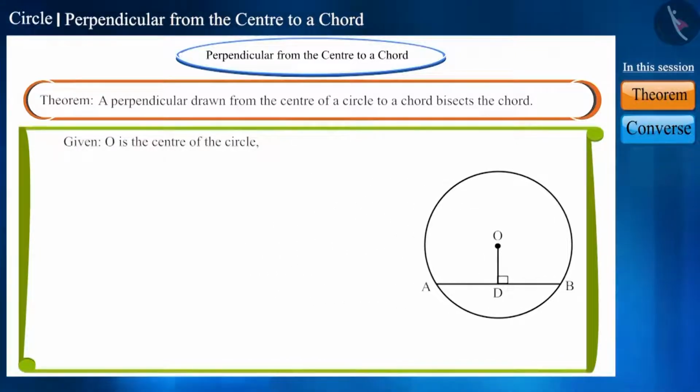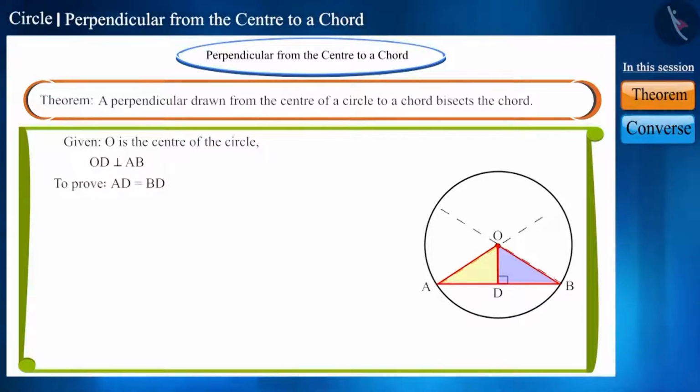We are given that OD is perpendicular to chord AB and we have to prove that line segments AD and BD are equal. If we join OA and OB in this way, we will get two triangles ODA and ODB. And if we prove these two triangles are congruent, then we will get these sides as equal.